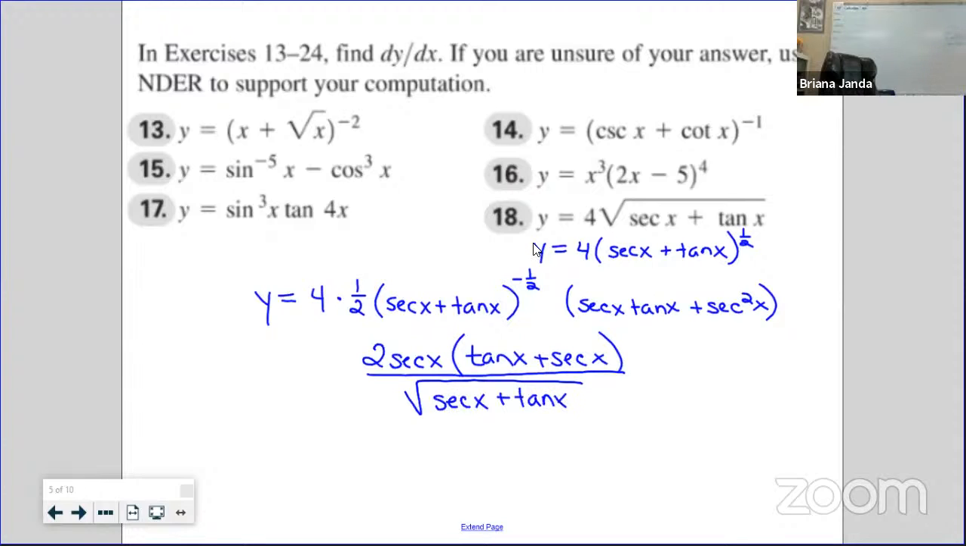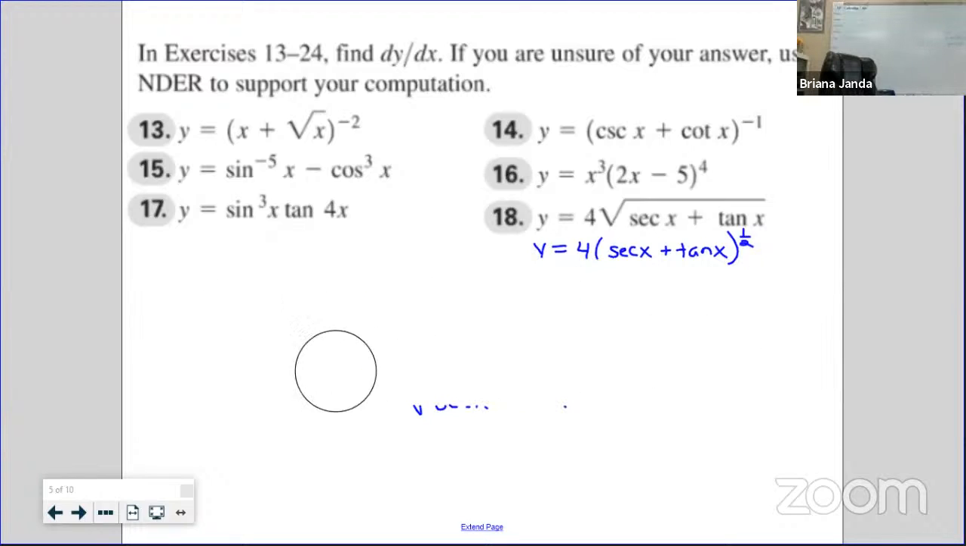Something like that. Yeah. Good. Anything else? Yeah. 16? Sure. I'm gonna get rid of all this so I have room.